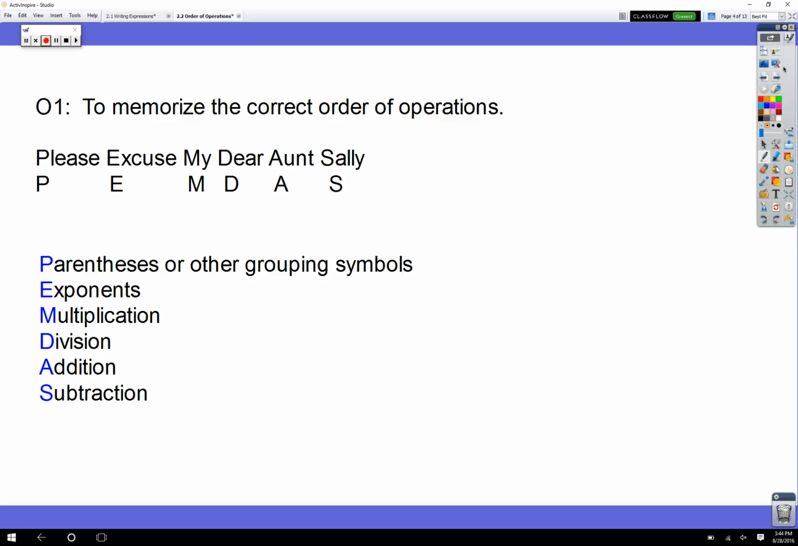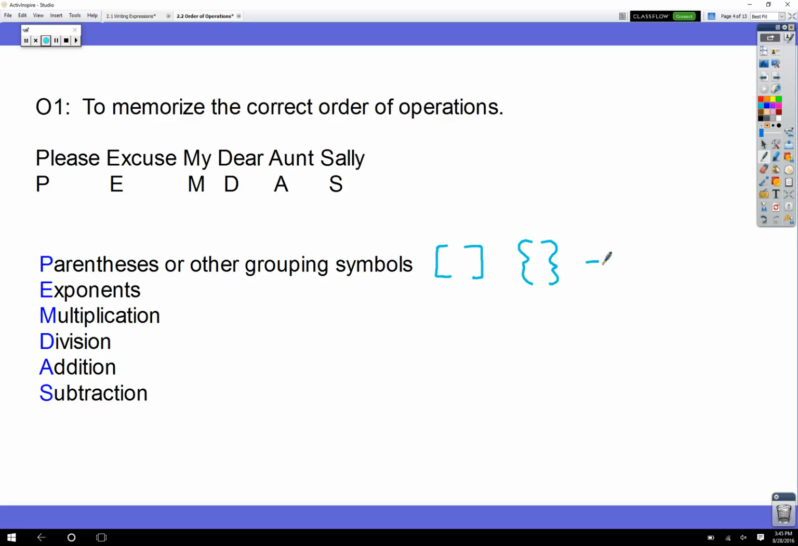Okay, objective 1 is memorizing the correct order of operations. Here's good old PEMDAS. Please excuse my dear Aunt Sally. Helps us to remember the correct order of operations. The first letter P stands for parentheses or other grouping symbols. And by other grouping symbols, I mean you may see something such as this, which is just another way of writing parentheses. You may sometimes see brackets like this. Again, just another way of writing parentheses.